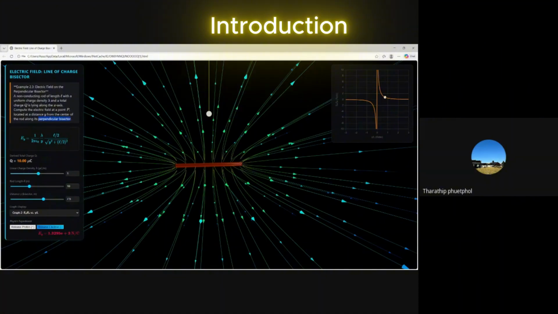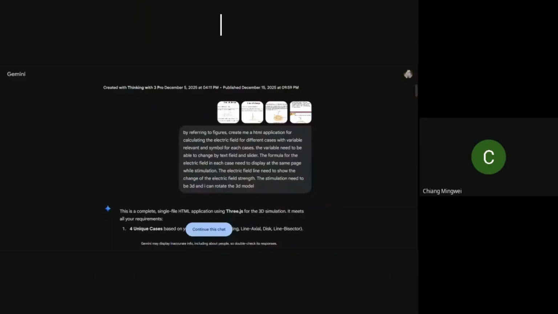This equation gives the y component of the electric field on the perpendicular bisector of the uniformly charged rod. E sub y equals 1 over 2 pi epsilon naught times lambda over y times L over 2 divided by the square root of y squared plus (L over 2) squared.